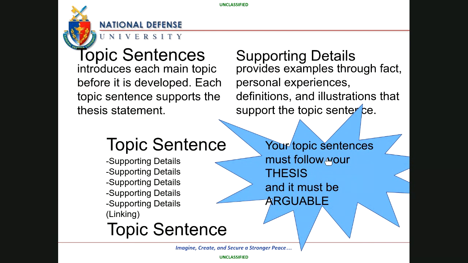And I cannot stress this enough, but your topic sentences must follow your thesis and it must be arguable. So for example, if your thesis is the military should serve a role in combating coronavirus, and then later your topic sentence says, actually, the military should just focus on national security, we shouldn't be involved, right? Then I, as your reader, will be so confused. I will say, what are you talking about? Your thesis talks about this, and then later on, you say that we should just focus on national security. Which one do you mean? So you want to be direct. You want to follow your thesis. You want to be consistent. You want to be arguable.